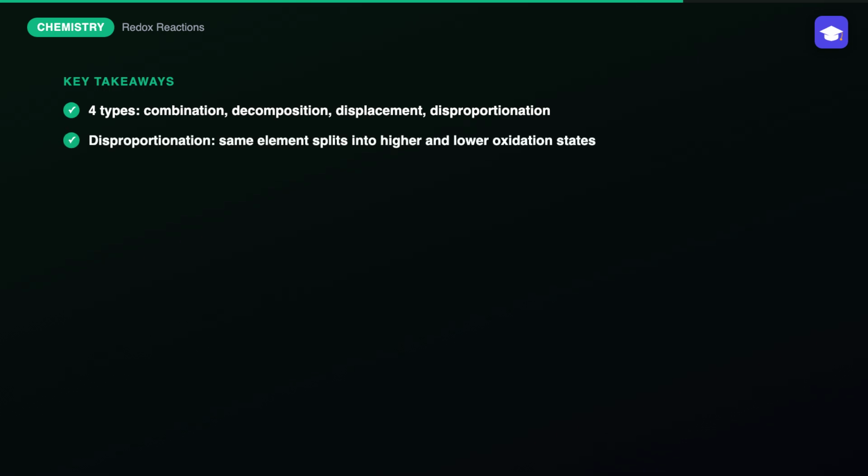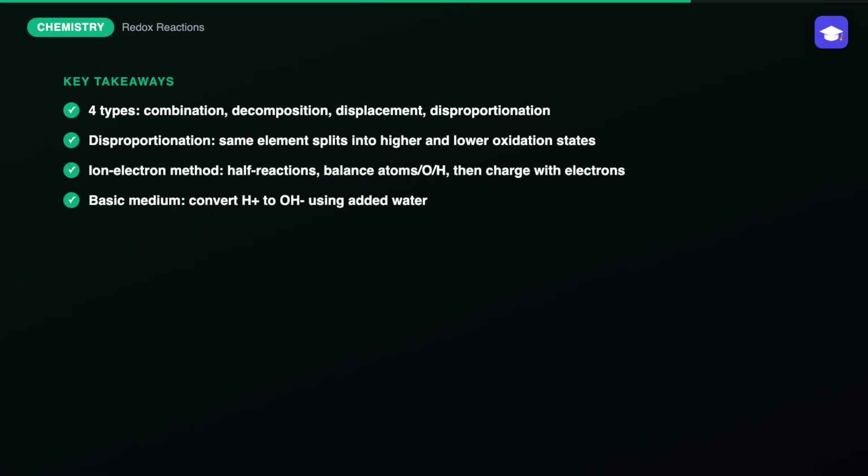Let's recap. Redox reactions fall into four structures: combination, decomposition, displacement, and disproportionation, where the same element is simultaneously oxidized and reduced. The ion-electron method balances complicated redox equations systematically, splitting into half reactions, balancing atoms, then oxygen, then hydrogen, balancing charge with electrons before combining them with equal electron counts. Recognizing the reaction type and following the systematic balancing steps in order prevents nearly all common errors.